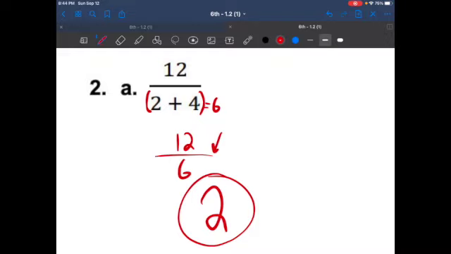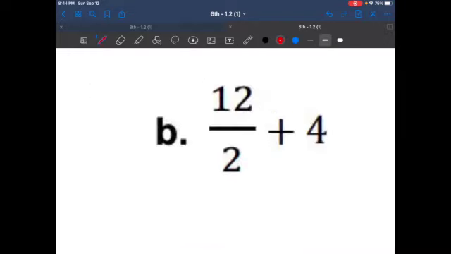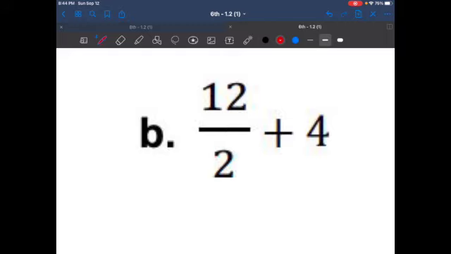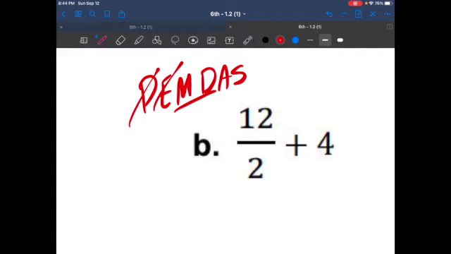Alright, let's see if the next problem is the same or not. Alright, let's see what we got. So remember, we got the rules of PEMDAS. Do we have any parentheses? Nope. Do we have any exponents? Nope. Do we have any multiplication or division? Yes, we do, right here. So that means we got to do that first. We do it from left to right. So let's do that first.